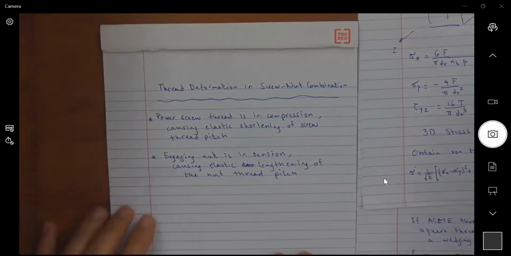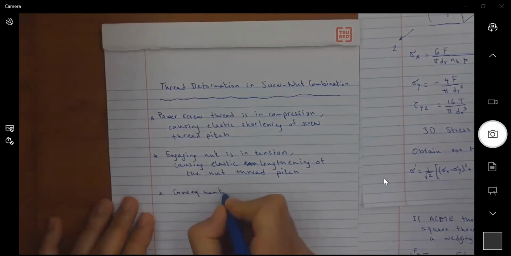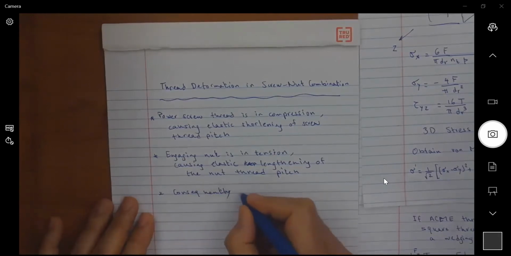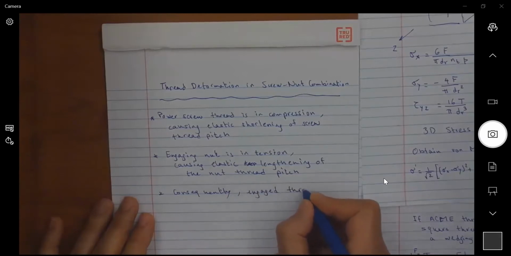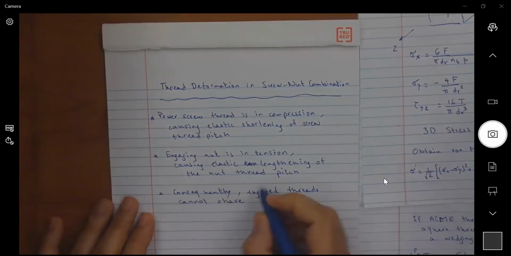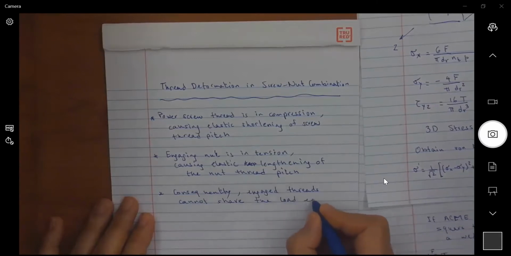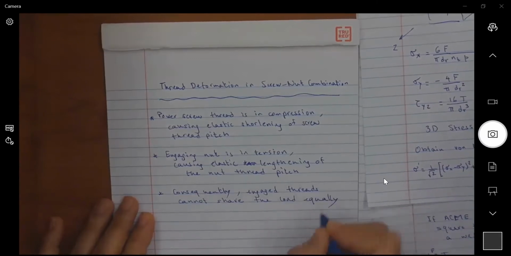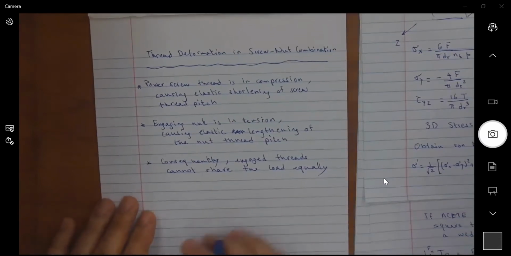As a result of that, or consequently, the engaged threads cannot share the load equally. So yes, there is more than one engaged thread, but they're not going to share the load equally.